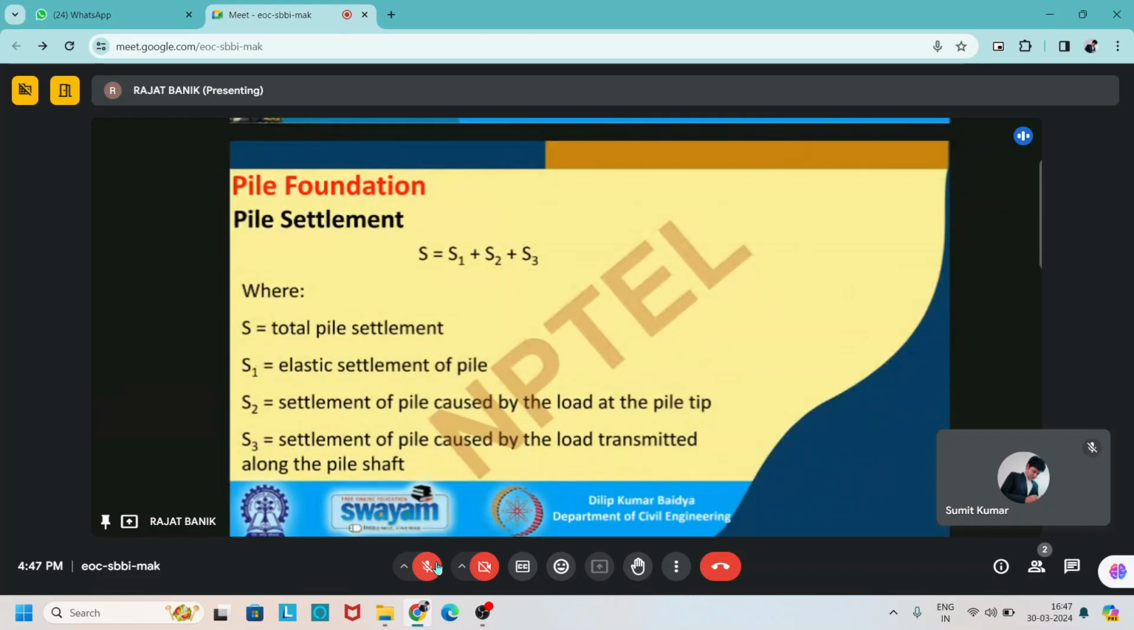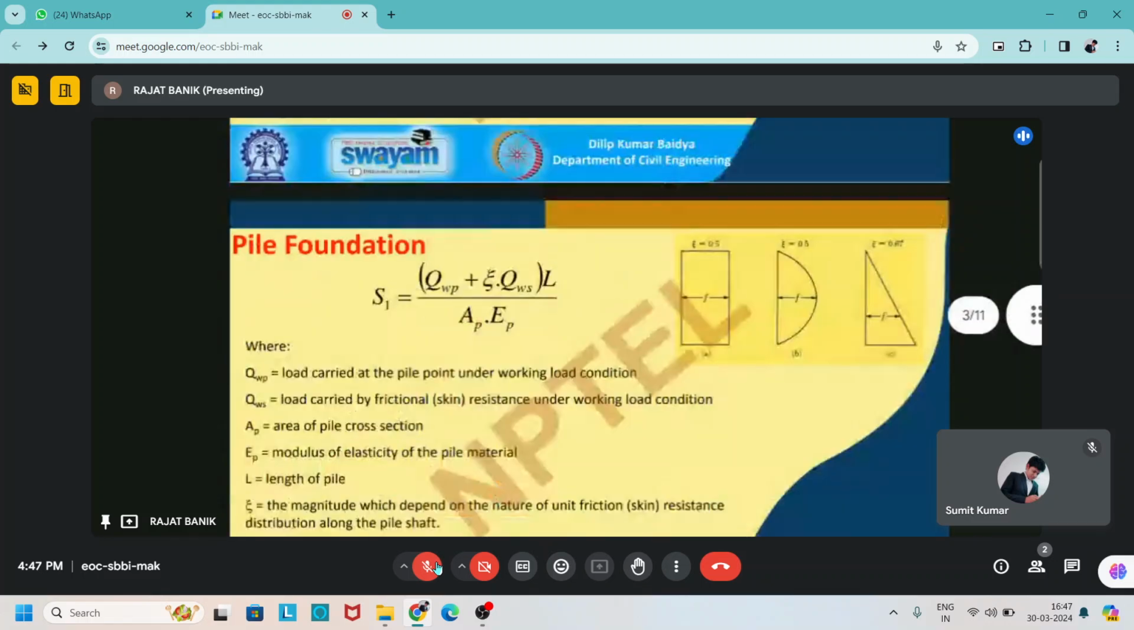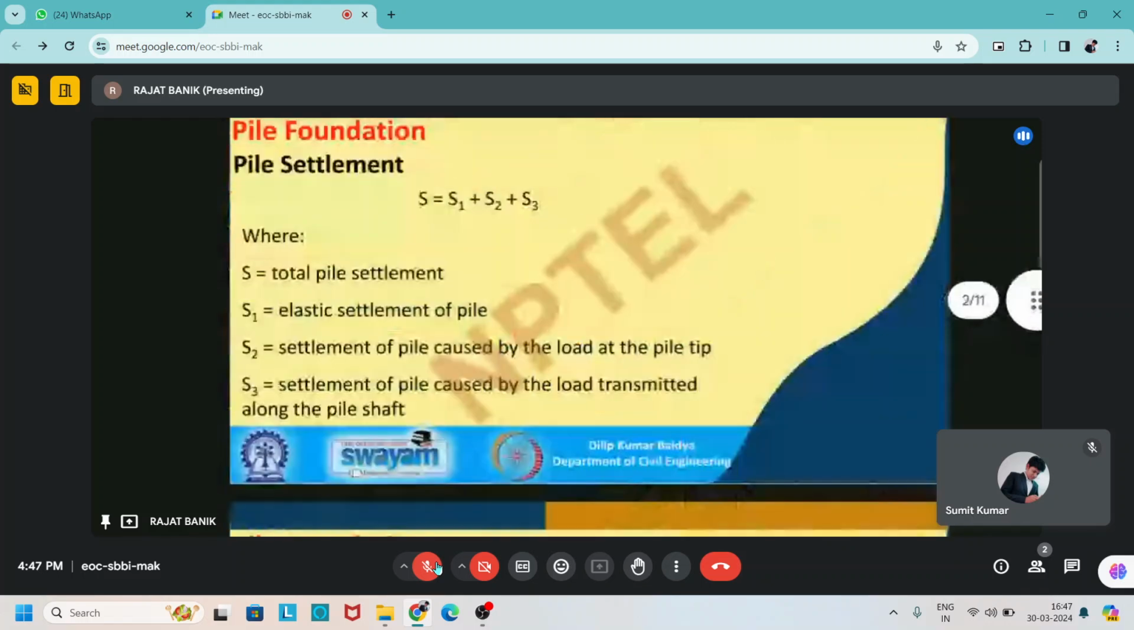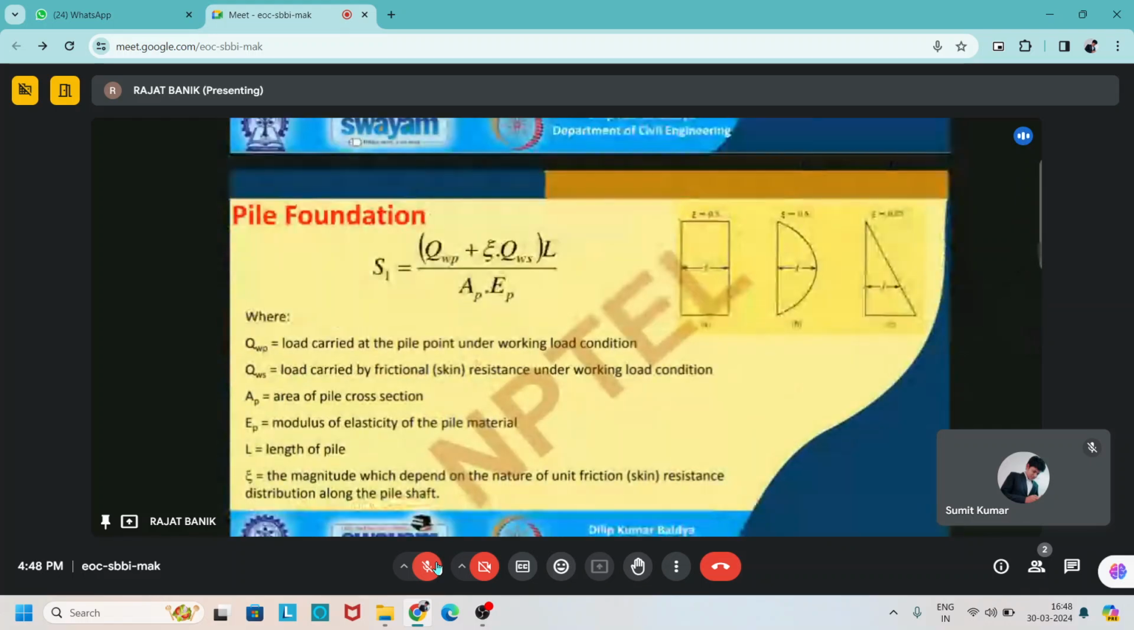So there are three types of pile settlement: the elastic settlement of the pile, the settlement of the pile caused by the load at the pile tip, and the settlement of the pile caused by the load transmitted along the pile shaft. The elastic settlement of the pile, S1, is equal to (Qwp plus epsilon Qws) into L divided by Ap into Ep.